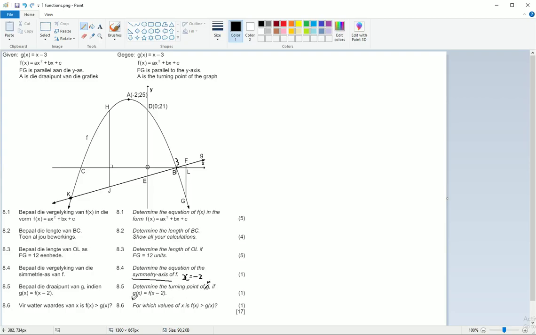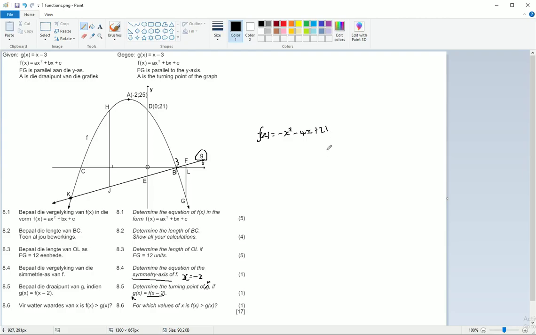If n of x equals this, right? They can't name it g because g already exists. So f of x minus 2. So let's just go quickly. F of x, I think, is minus x squared minus 4x plus 21. I hope that was the equation.